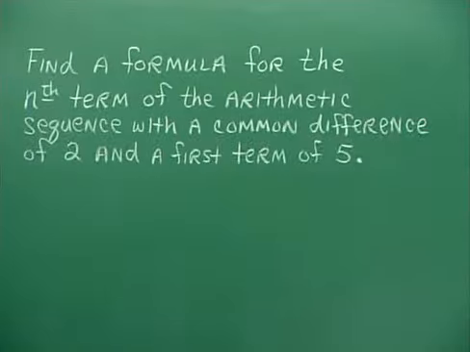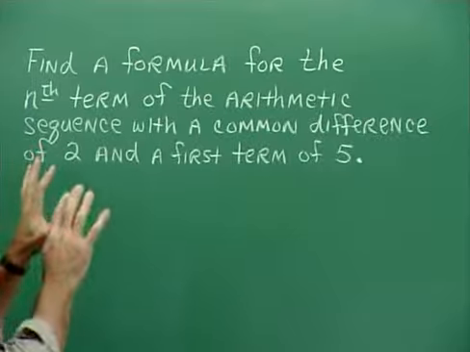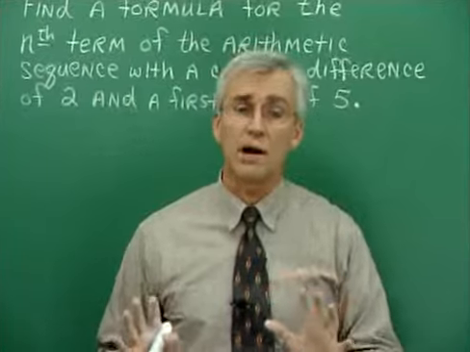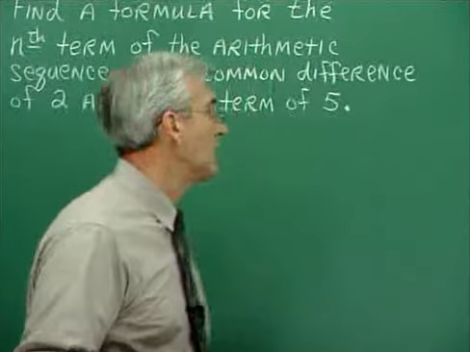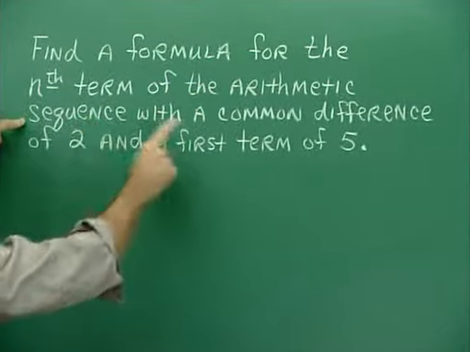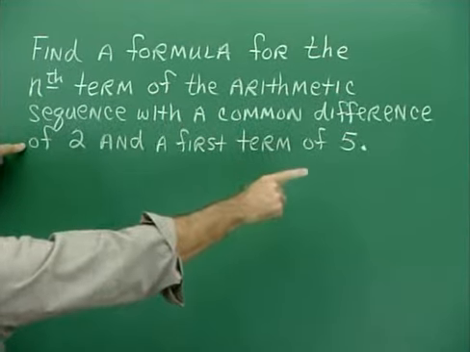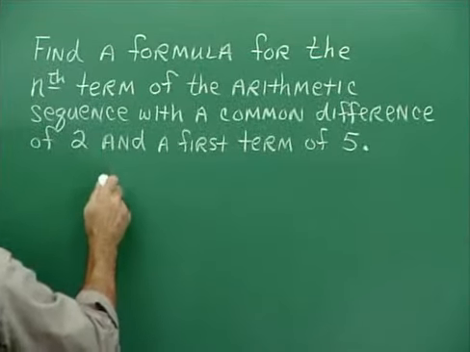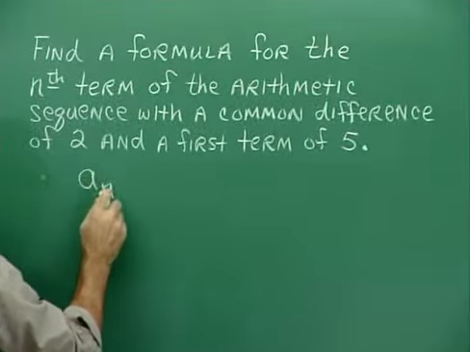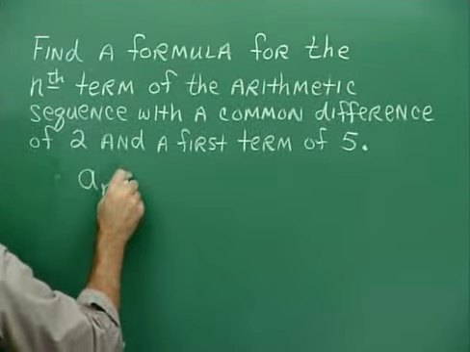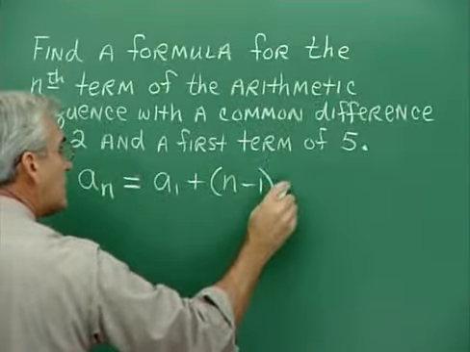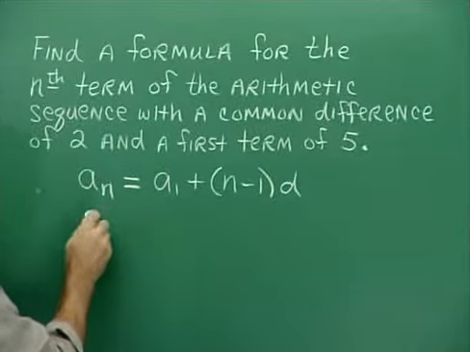The general model can be used in problems like this. Anytime we're identifying an arithmetic sequence, we just bring that general model to bear on the problem. And they can have a lot of different looks. This one's pretty straightforward, though. It says find a formula for the nth term of the arithmetic sequence with a common difference of 2 and a first term of 5. So we're given all of the important information. So generating the expression for the nth term works like this. You say, well, the general model for arithmetic sequences is that the nth term is the first term plus n minus 1 differences.